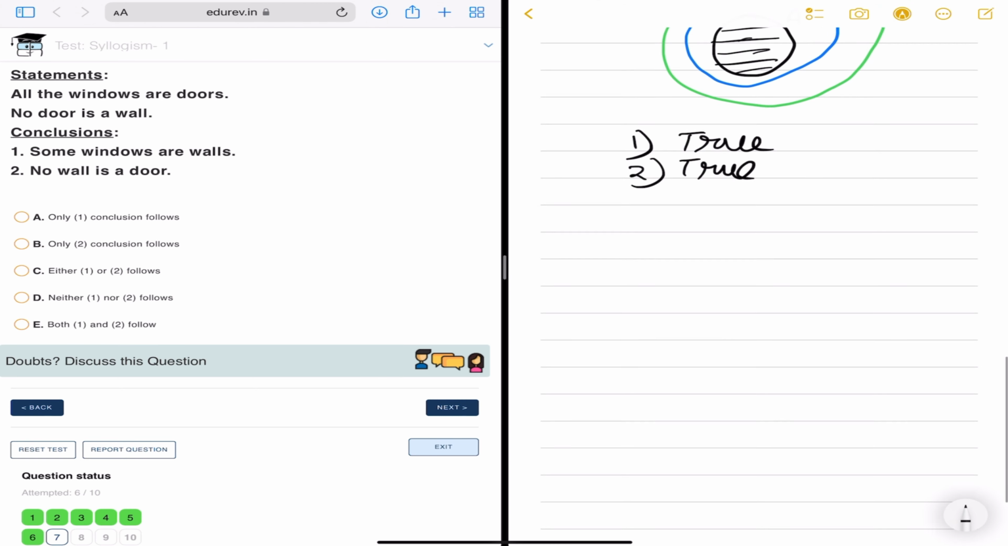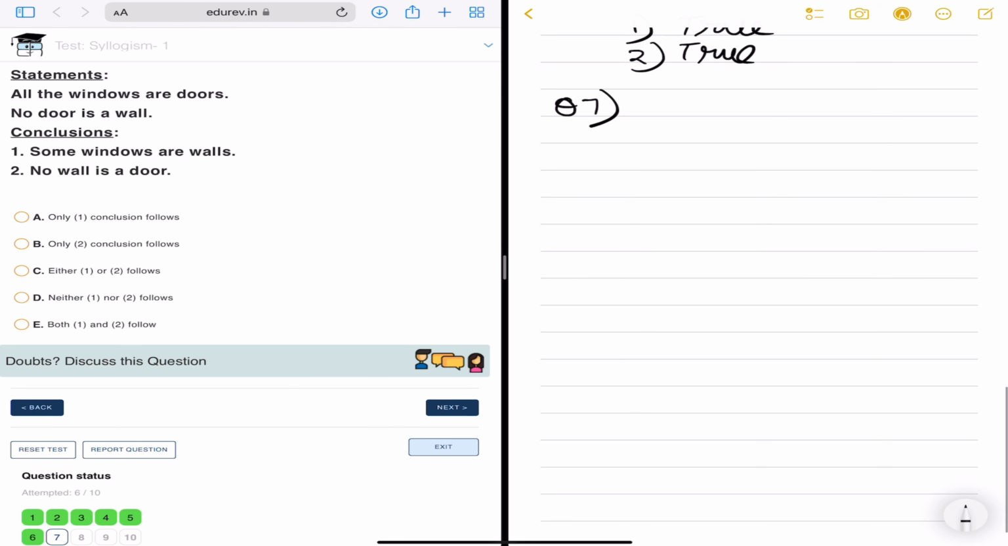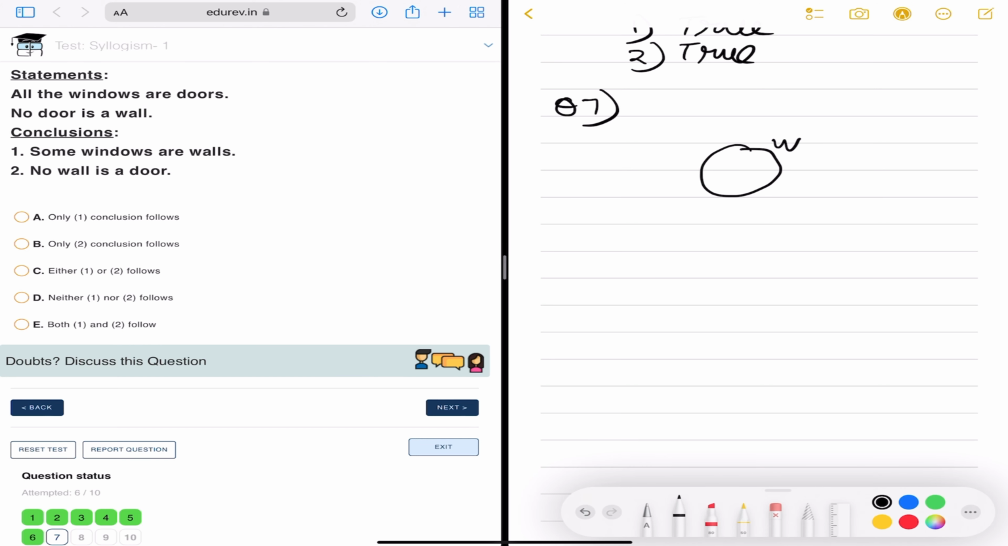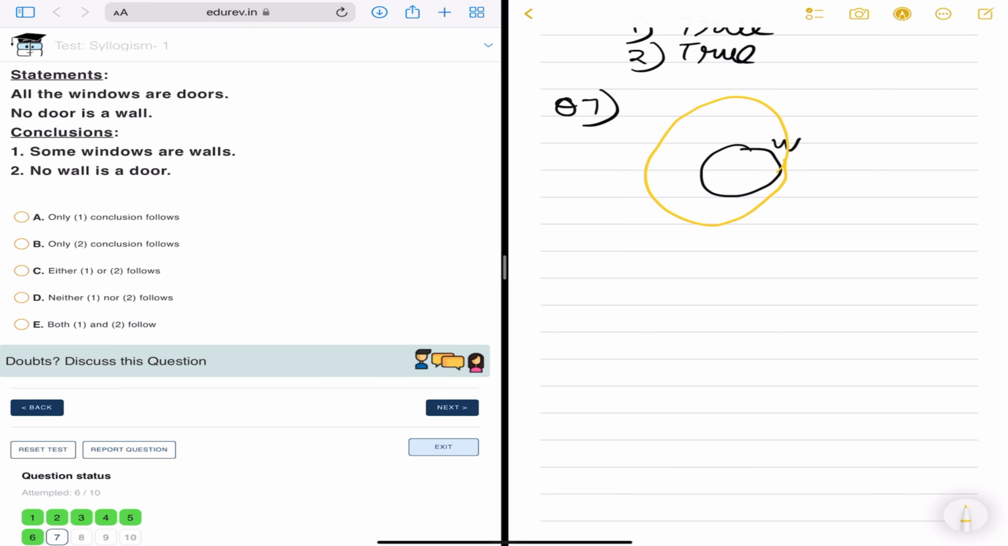Now let's look at question number 7. In question number 7, our statement is all the windows are doors. Assuming that this is all the windows, W is for windows, and all of these windows are actually doors. Next it reads that no door is a wall. If no door is a wall, then we will just draw it like that. None of the doors is a wall. Let's write wall completely for the wall diagram because we have already W for windows.